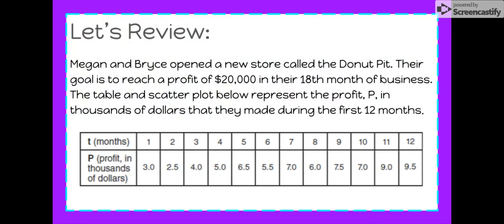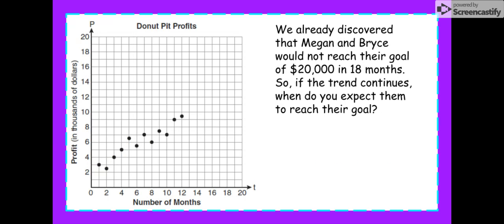Let's recap. Megan and Bryce opened a new donut store called the Donut Pit. Their goal is to reach a profit of $20,000 in their 18th month of business. The table and scatter plot below represent the profit P, in thousands of dollars, that they made during the first 12 months. We already discovered that Megan and Bryce would not reach their goal of $20,000 in 18 months.